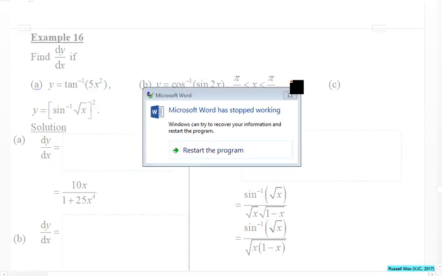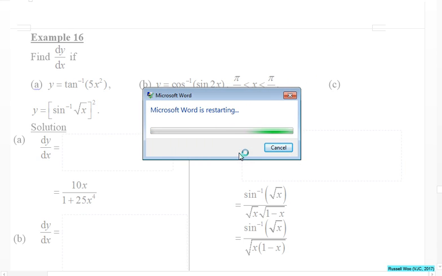Example 16. We start out, what's the big deal?